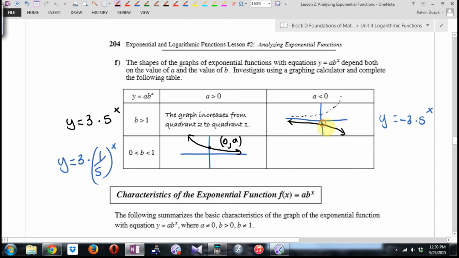Where it also goes through 0, comma a. What if we have a negative and a fraction? Well, normally a fraction would give me this, a decay graph. But what's the negative going to do, Mackenzie? Flip it. So you have to use your imagination a little bit here. I think like this, yes? Like that.